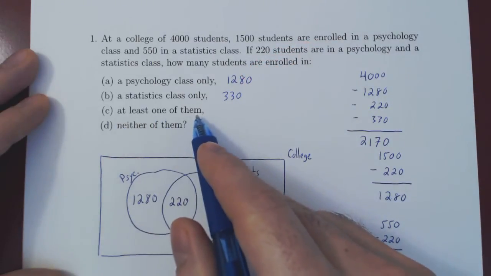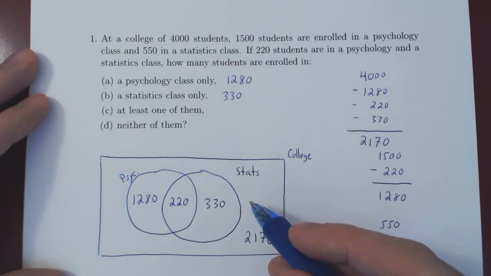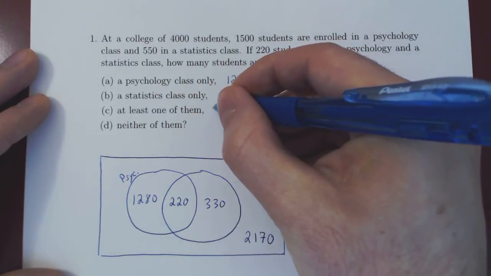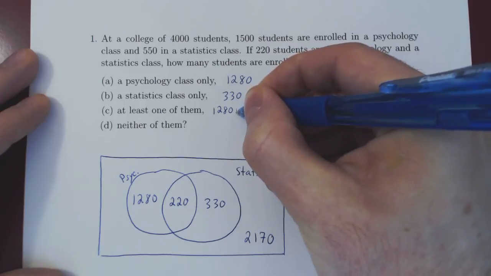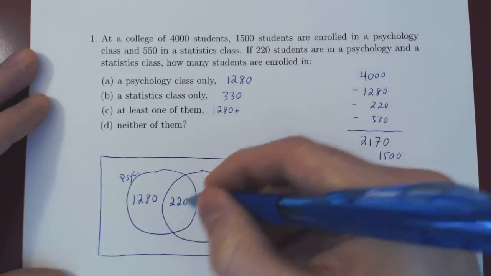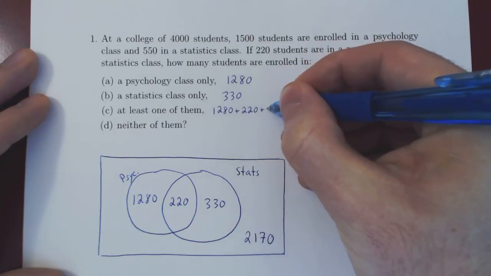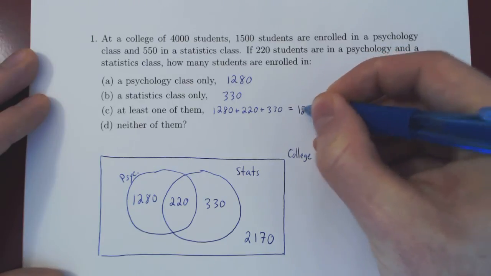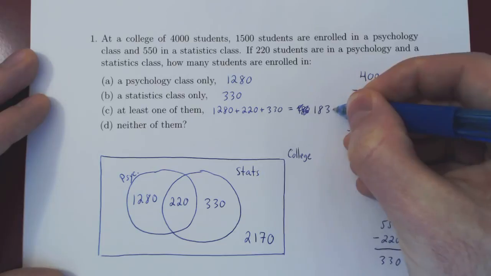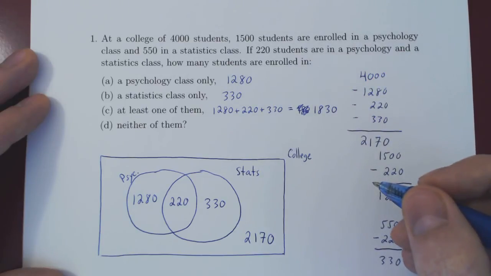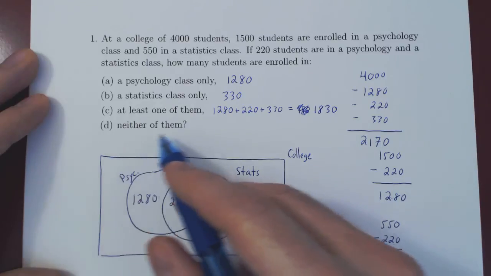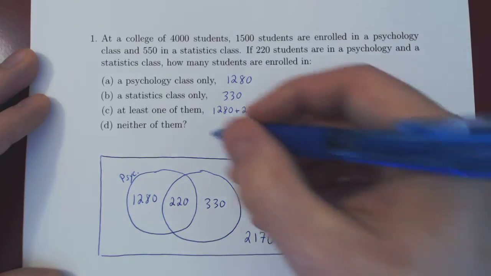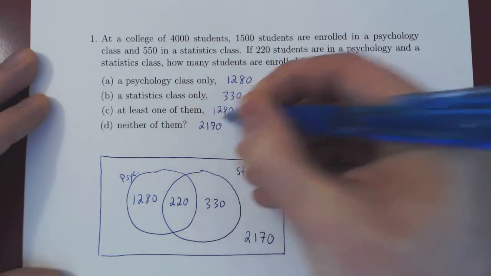At least one of them. So this is saying psych or stats or both. So we have to add up those three together. So this is 1,280 plus 220 plus 330, which gives us 1,830. Oops, 1,830. And finally D, neither of them. So not in psychology, not in statistics, so it leaves us with this number, 2,170. And that's it.